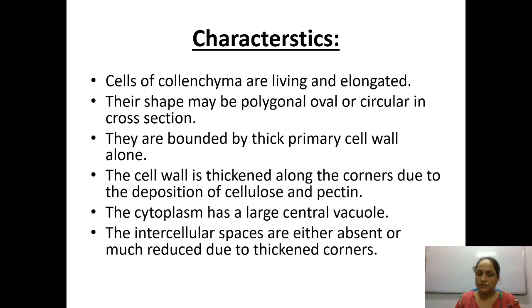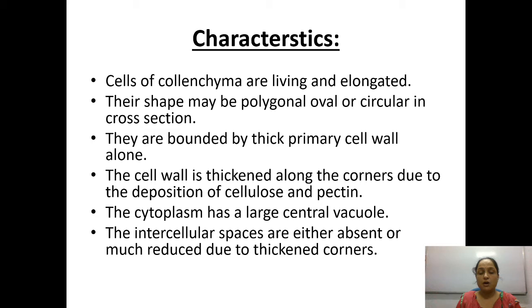Now, characteristic features of the collenchyma. Cells of the collenchyma are living and elongated cells. This part I already told you. This is formed by the elongation of the parenchyma cell, and they are living in nature. Their shape may be polygonal, oval, or circular in the cross section. When you see the transverse section or cross section, you will see a polygonal shape, or oval, or circular.